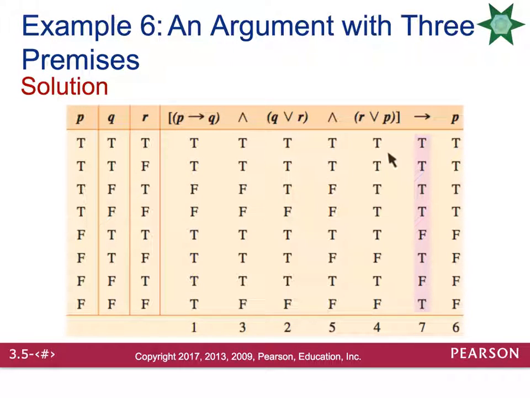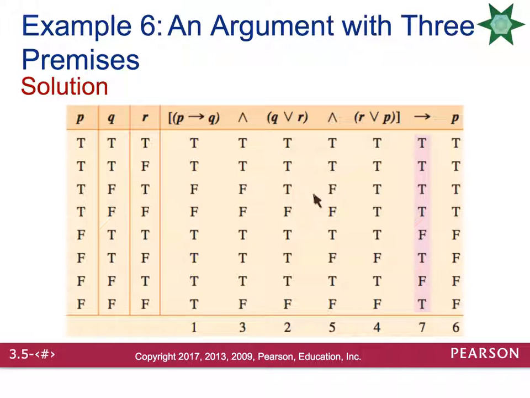Our third premise was going to be, don't worry about the step numbers down here. I'm going to do the premises first. So the third premise is R or P. We're looking at R and P and looking for one true. We have one there, so that's true. P or R, T, we have one true there, so that's true.